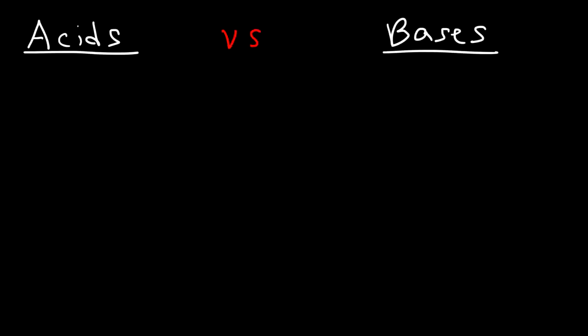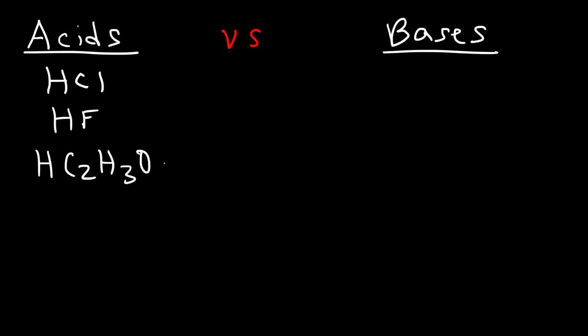Acids typically have a hydrogen in front of them. So HCl, that's hydrochloric acid, HF, hydrofluoric acid. As you can see, there's a hydrogen in front of it, or acetic acid, HC2H3O2. Those are acids. Bases typically have a hydroxide ion, like NaOH, KOH. Those are bases.